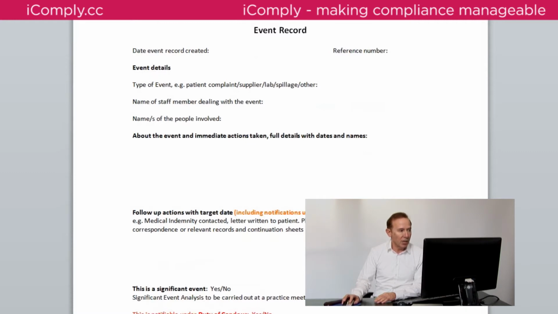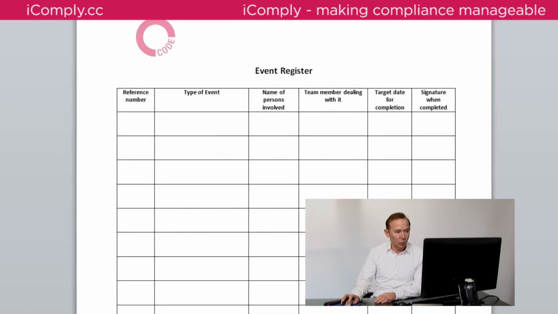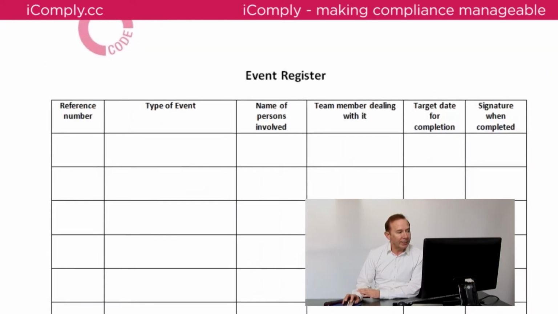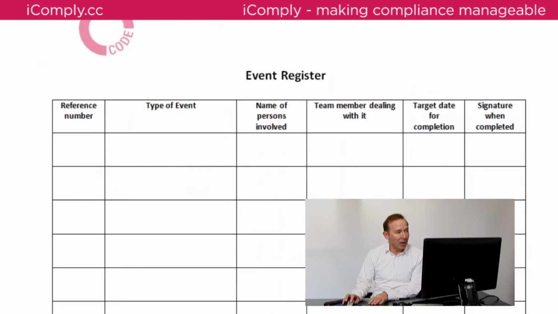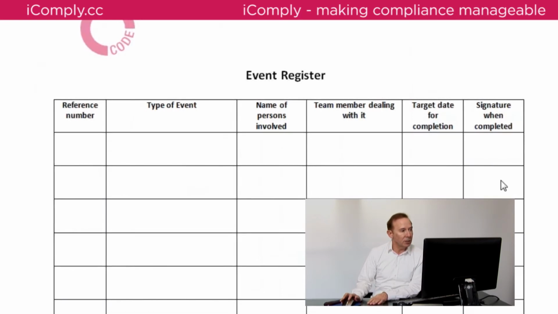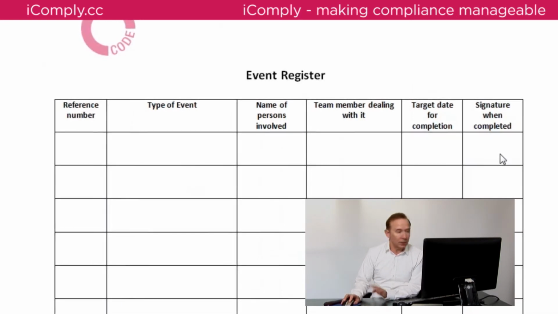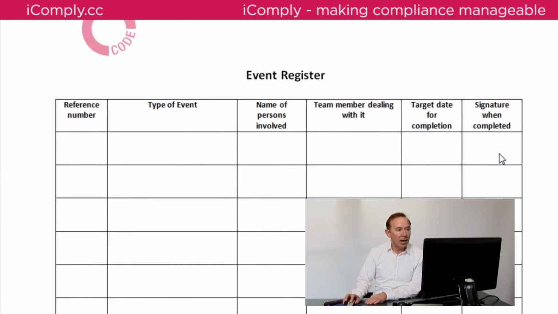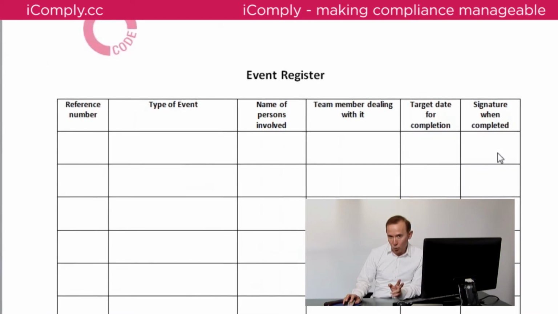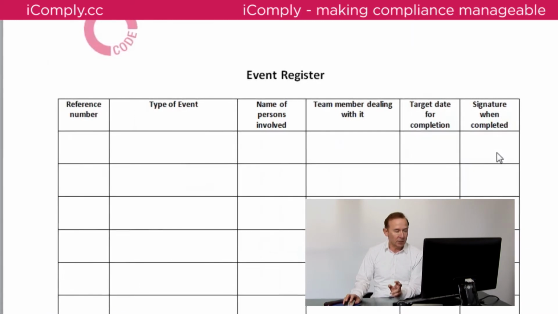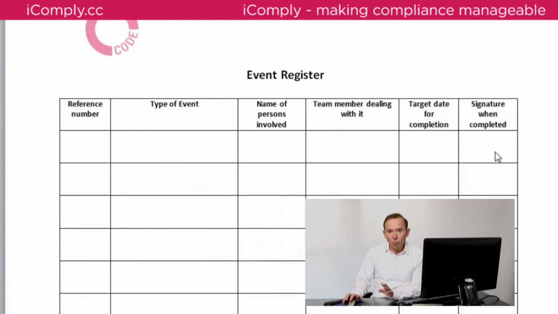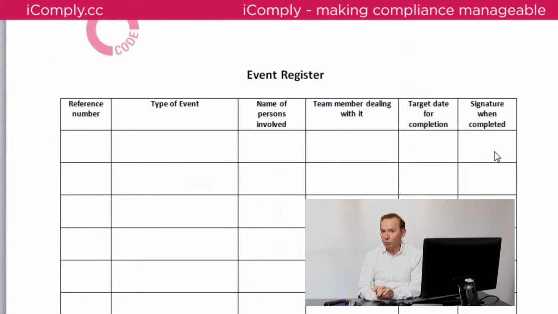But to go with the record, I then would use a register. Now the register is very important, especially with the new fundamental standards, because in the register, we give each record a number, and we write down the record number, the type of event, patient complaint, who's involved, who's dealing with it, and or it might be my practice manager, and so on. And this is a really good way, because with the event register, you're managing your problems, your complaints, and you're making sure that they don't last a long time, that they're being resolved. So it's very important to have an event record and an event register.